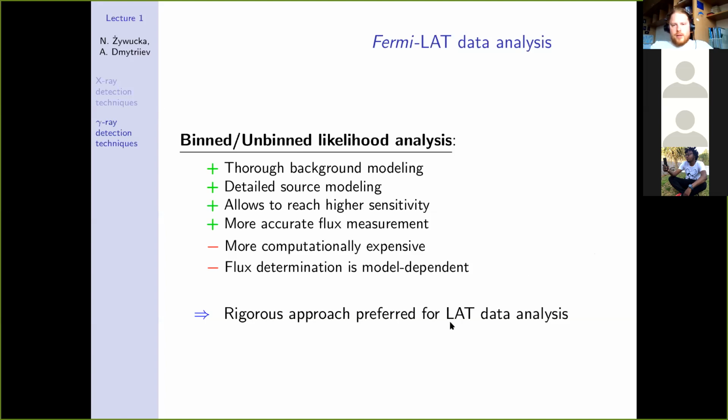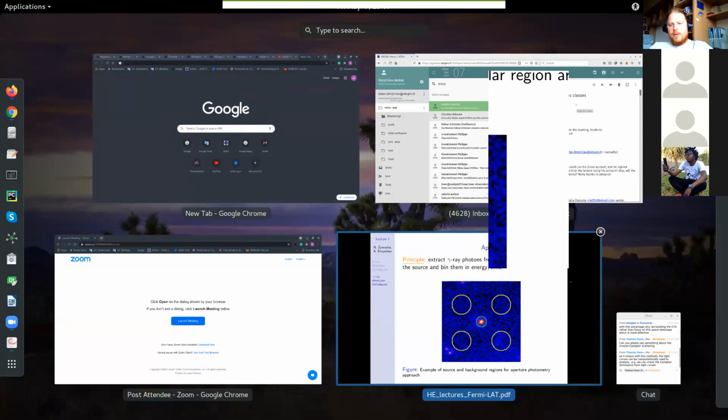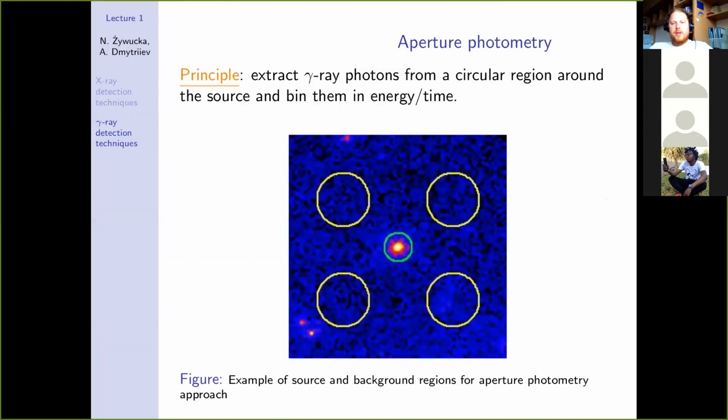Okay, so next, I'm going to present each of those two methods in a more detailed way. For aperture photometry, you just extract the gamma ray photons from a circular region around your source and bin them in energy or time. This works best with point sources. For extended sources it's less good, and you can imagine why: you don't know exactly where the source ends, because you don't have a strict boundary.